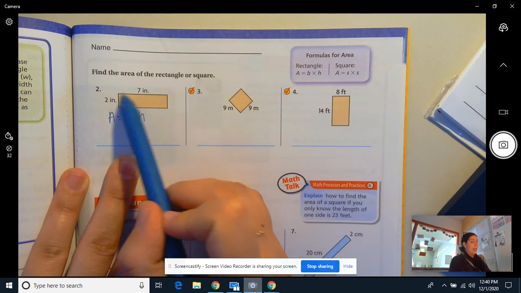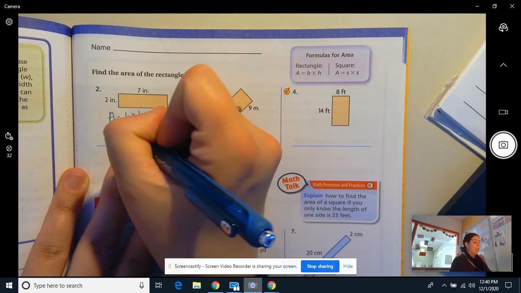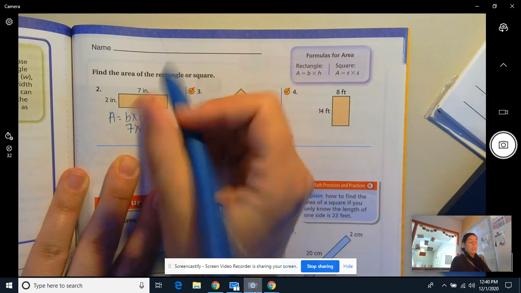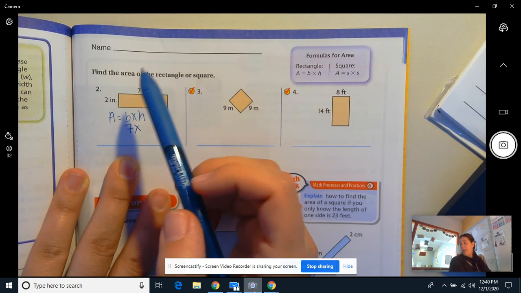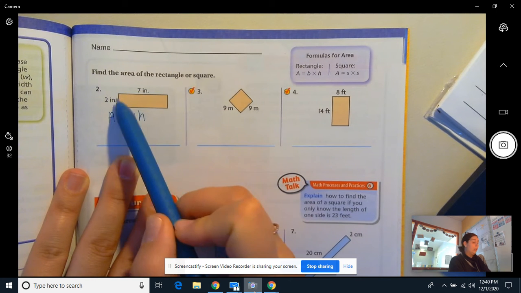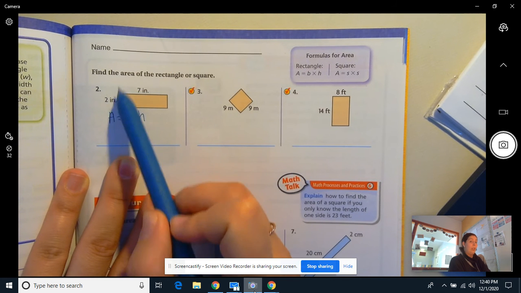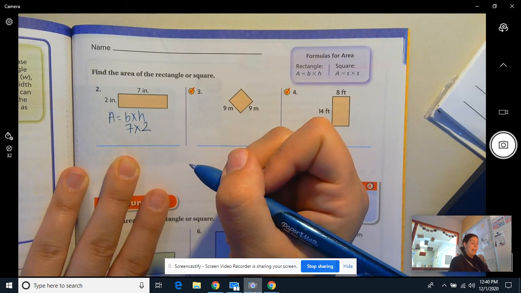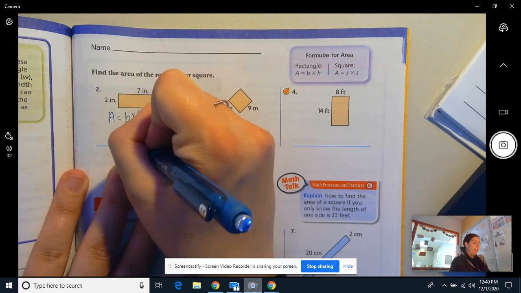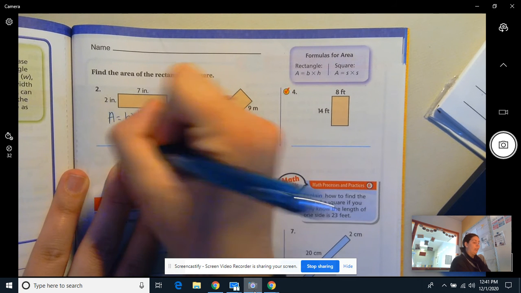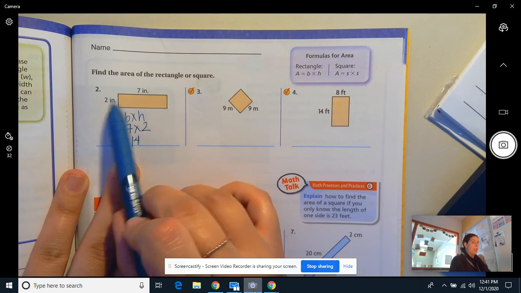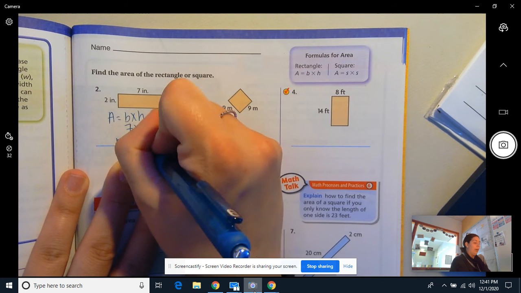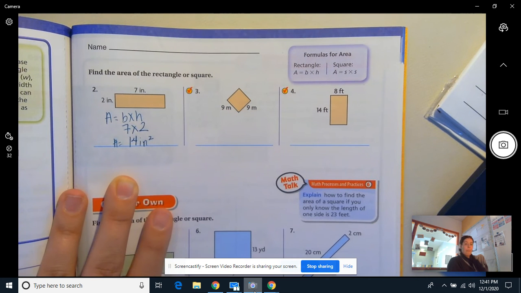This is my horizontal line, so 7 is my base. Times. Mia, make sure you're muted, please. 2 vertical is my height. And I multiply. 7 times 2 is 14. So area equals 14 inches is my label. Inches squared. Okay?